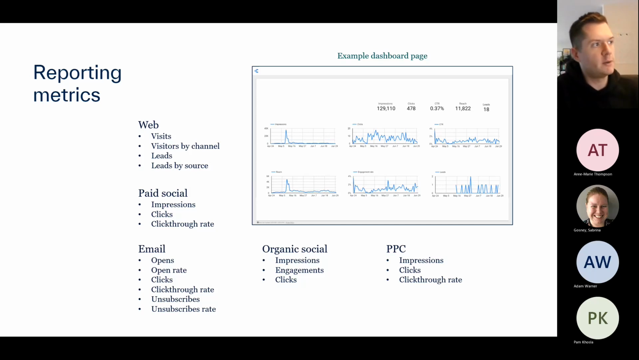We would look to report on web, how many visits we've had, where they've come from, how many leads have been created, and what the source was. So are they web leads that have come through organic search? Are they through paid activity? Is it through email? And so on. From a paid social point of view, we would look to do impressions, clicks, and click-through. There's email metrics there around opens, clicks, and actually unsubscribes.